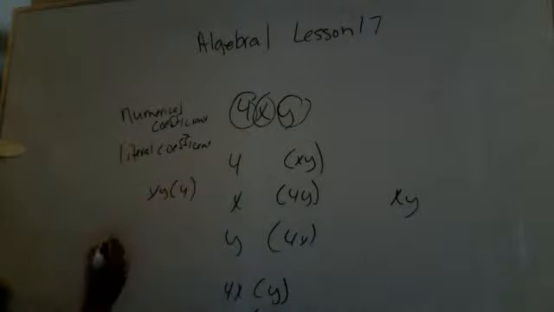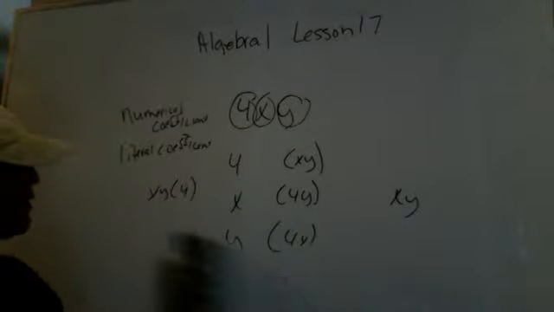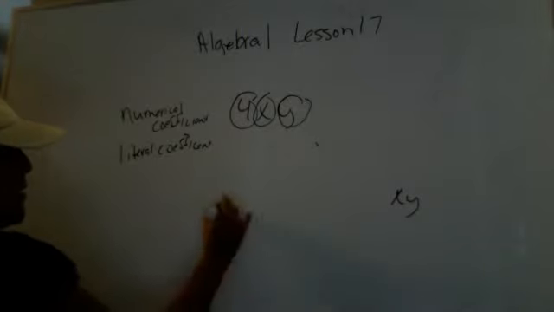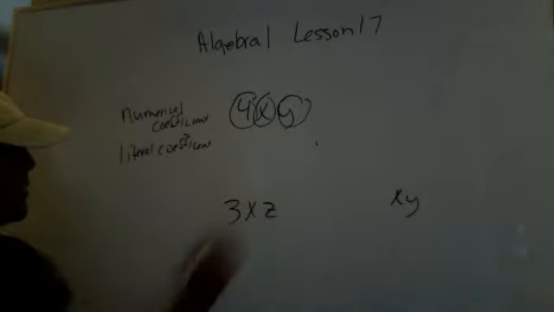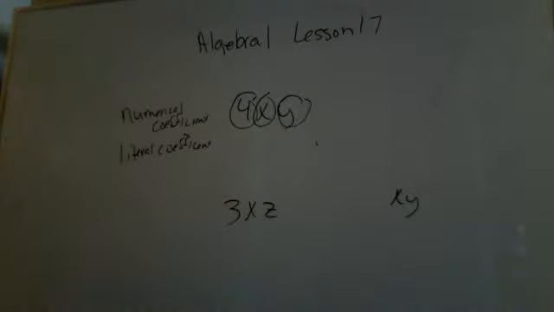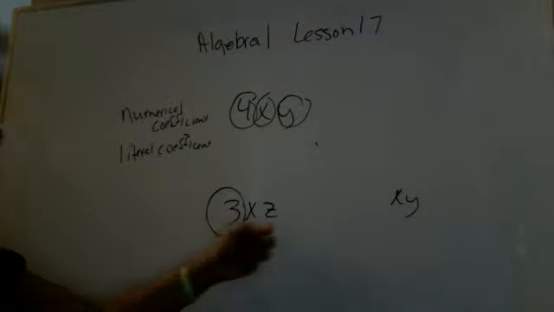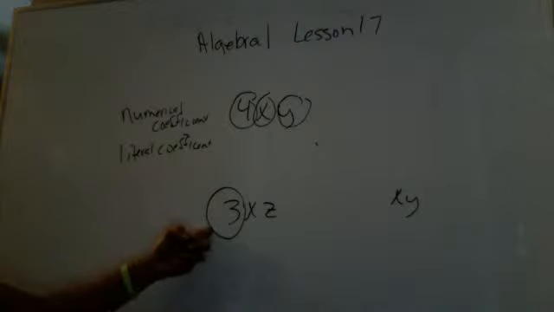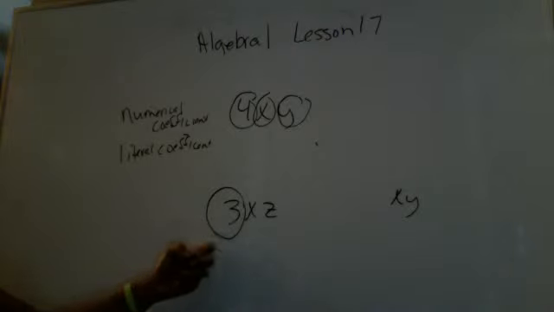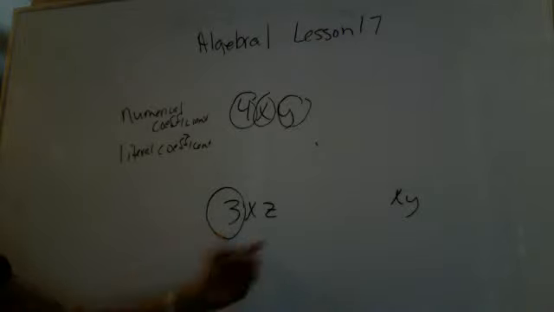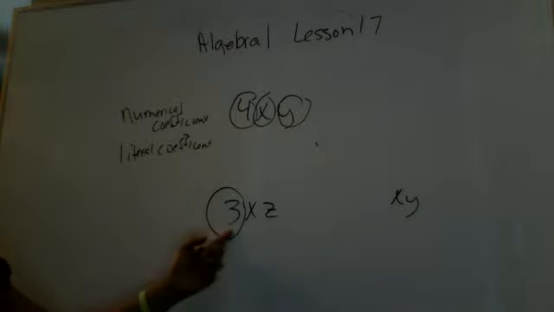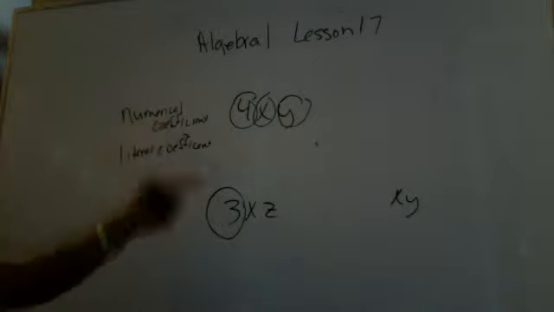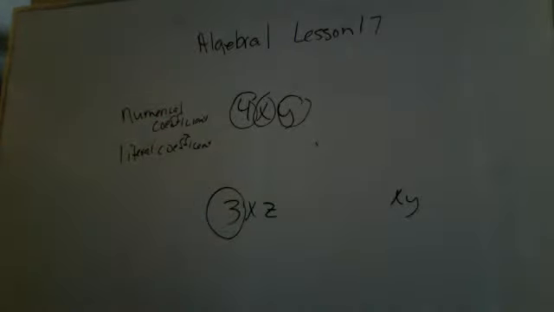So going forward, if they list 3xz and ask what's the coefficient, they're actually talking about the constant 3. Even though these others are technically coefficients, and this is a numerical coefficient, they tend to drop that when talking about algebra. So for the rest of this book, when they're talking about coefficients, they're talking about the constants. So remember that. But technically it is the numerical coefficient, and the variables are literal coefficients.